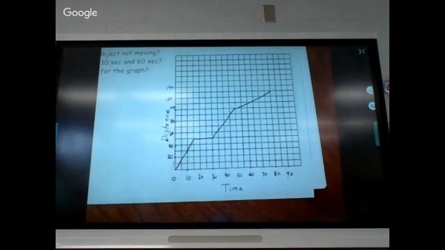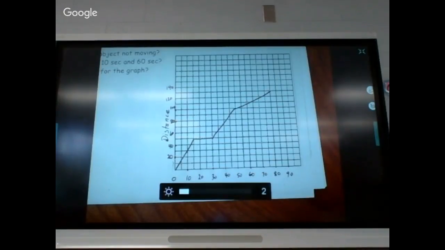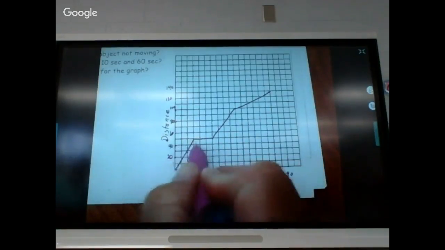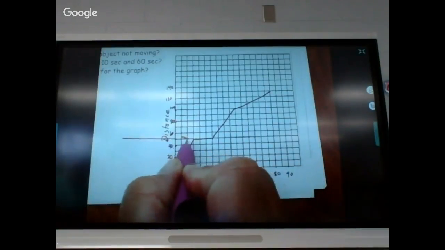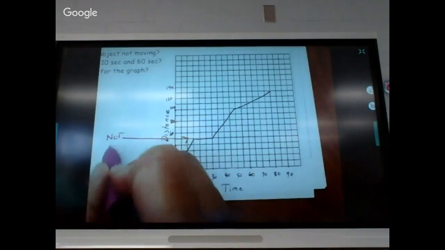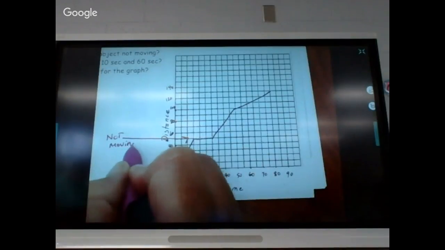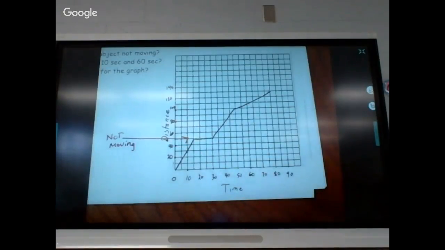So, number 6 says, where is the object not moving? Where do you look on the graph to see not moving? That's straight. Where it's what? Horizontal. Okay? This right here, that flat spot, means we're not moving. So, you could have either told me in number 6 it's horizontal, or you could use the times.